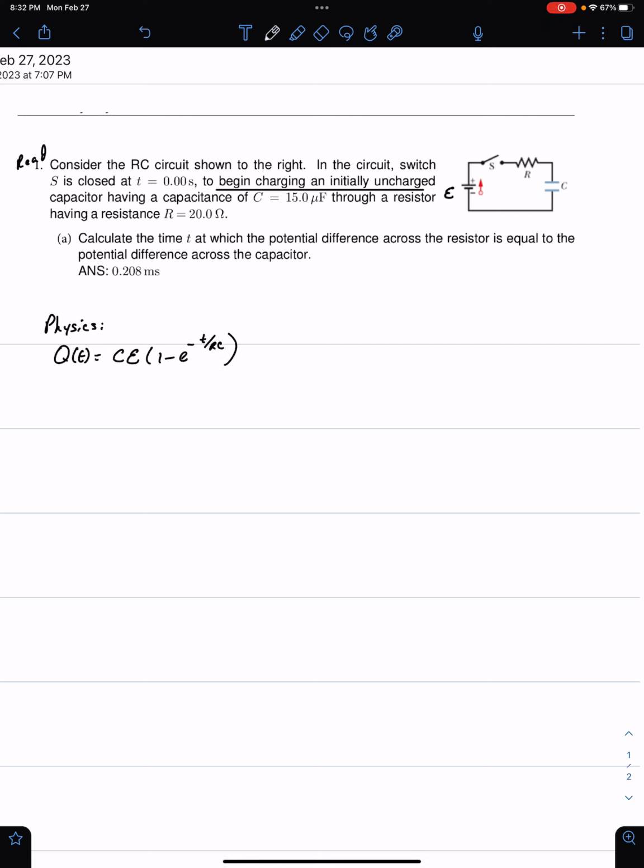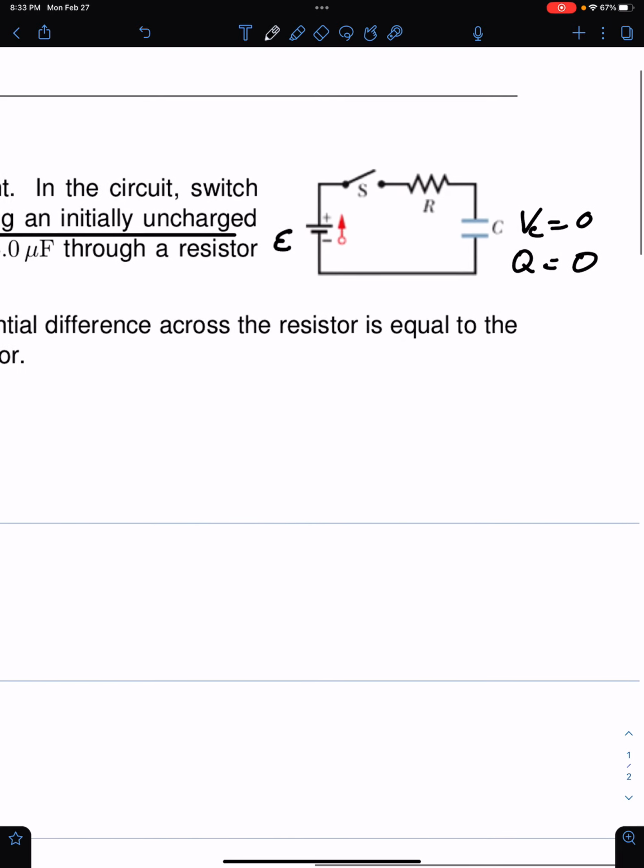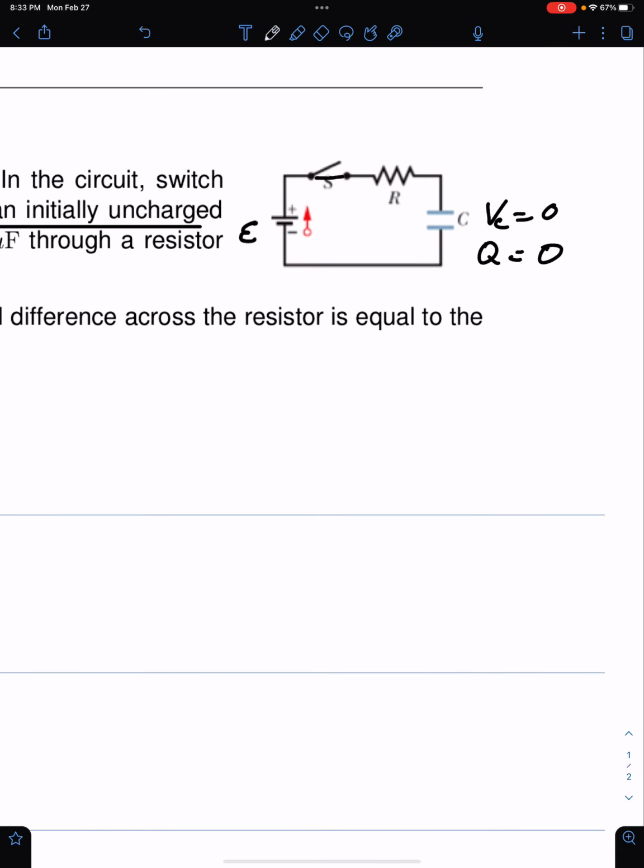Okay? Now, it starts at time 0, meaning that initially the voltage across the capacitor is equal to 0. At time 0, the voltage across the capacitor is equal to 0, meaning that the charge in the capacitor is also equal to 0. So whatever starts at t equals 0, it will start charging after we close this switch right here.